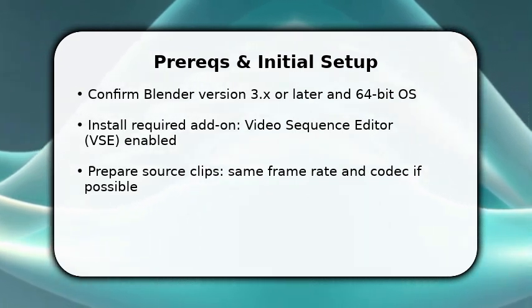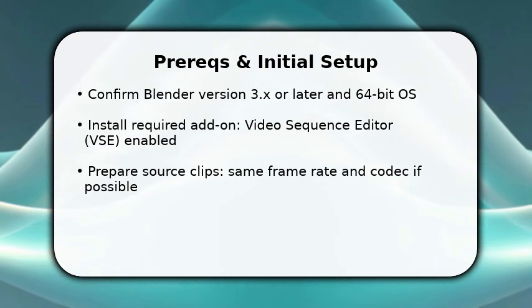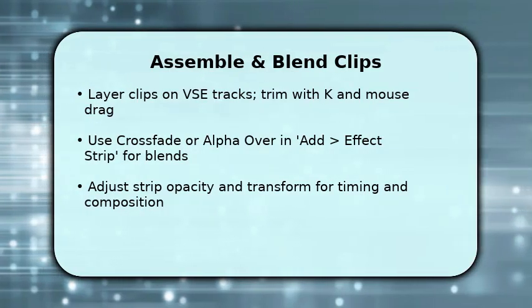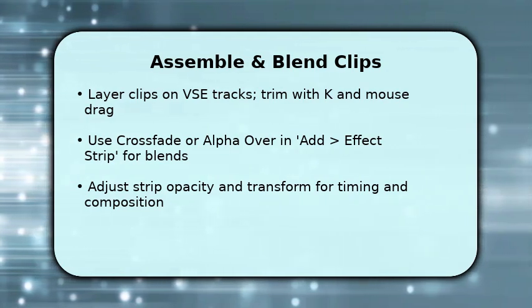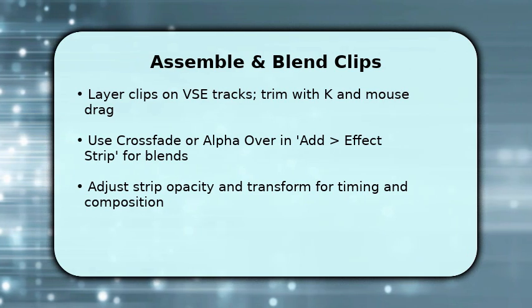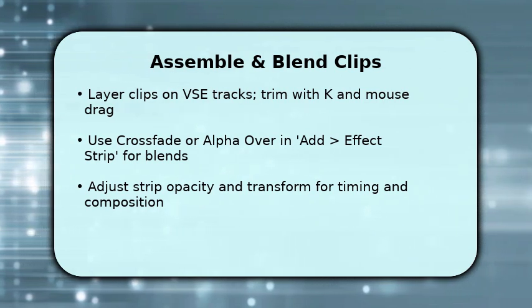You layer and trim clips in the VSE timeline, trimming with K and dragging edges for precision. Once tracks are aligned, add blends via Add Effect Strip and choose Crossfade or Alpha Over. These create smooth transitions and preserve motion.